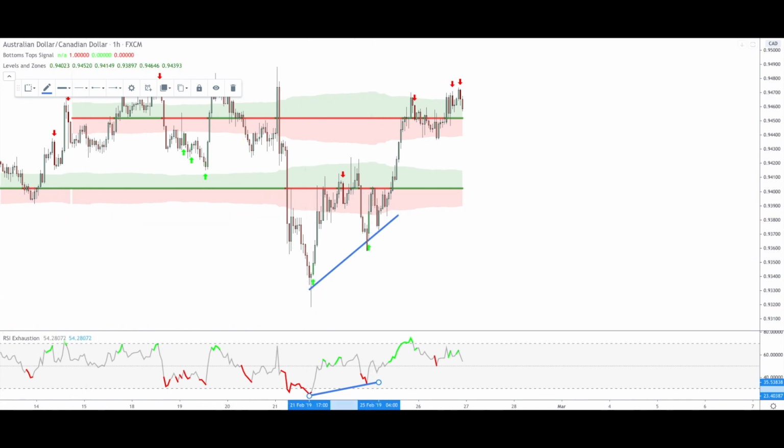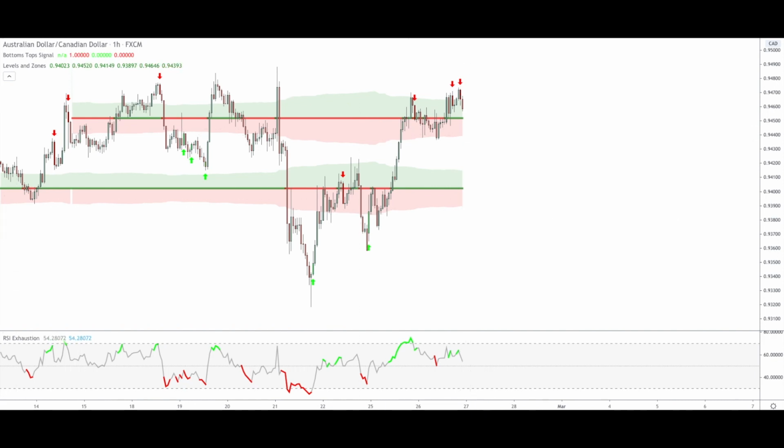You take this 8 here and then you project it to the upside from the lowest point up to where it ends. So the target would have been here, and as you can see, the trade would have been very profitable. But this is not the case today, so let's focus on the trade that we have today.